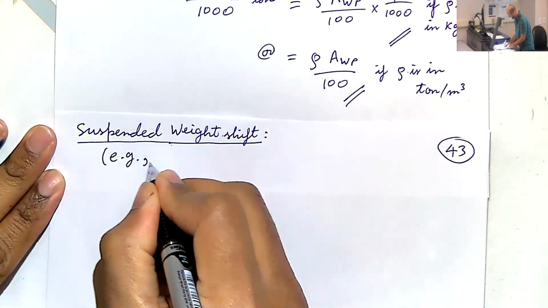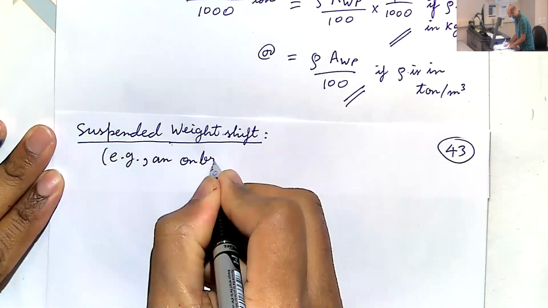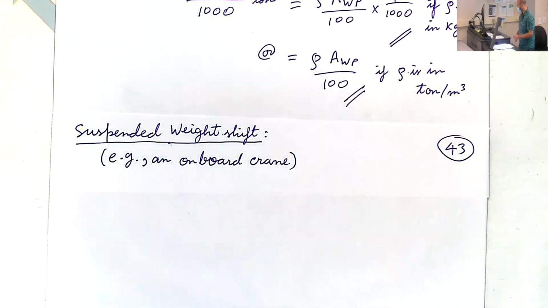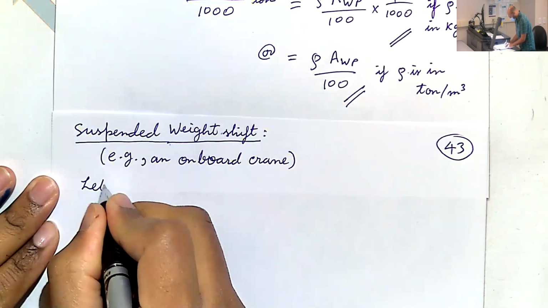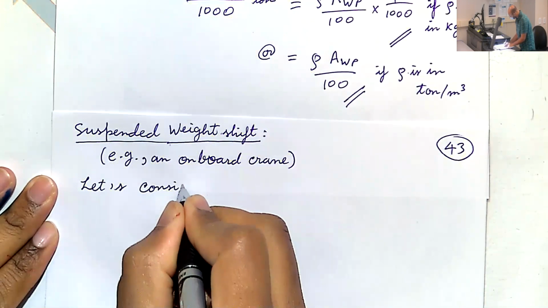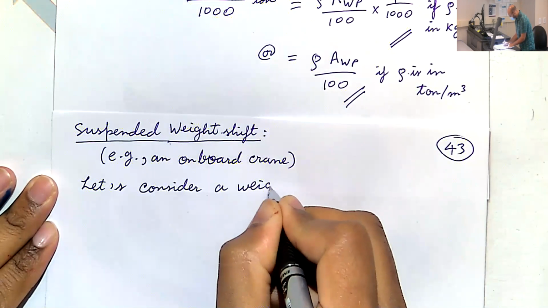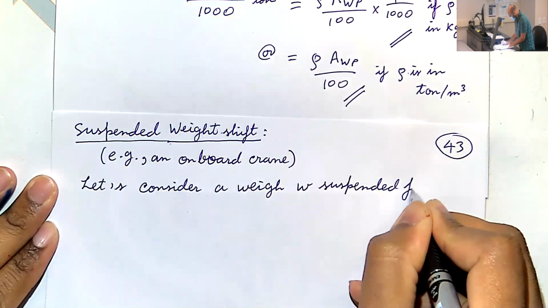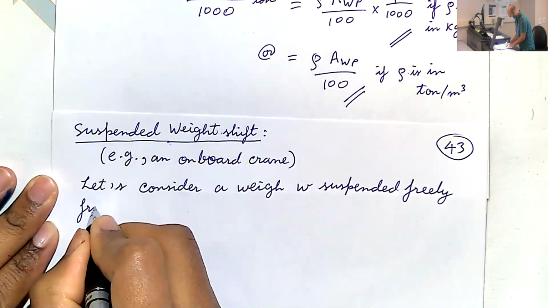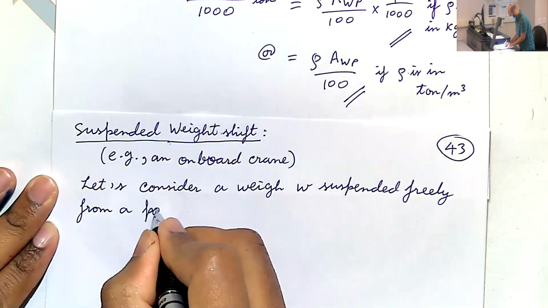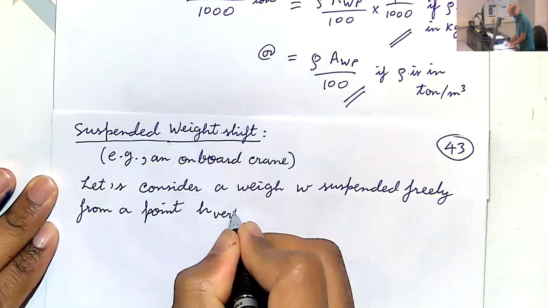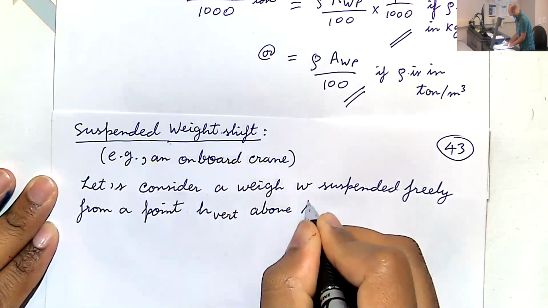All right. So, e.g., onboard crane. So let's consider a weight W suspended freely from a point H vertical above the center of gravity.